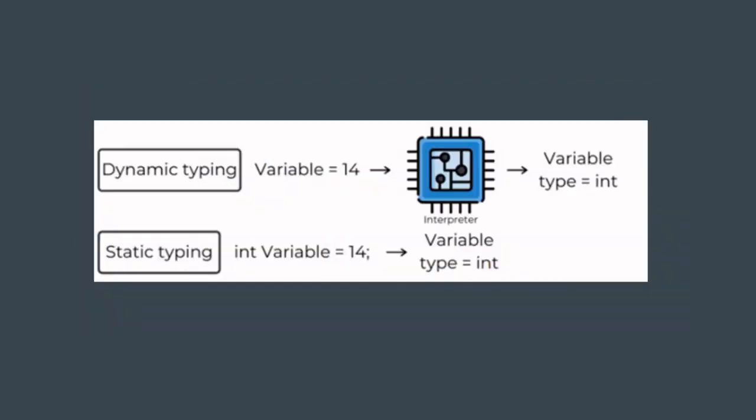Now, you will understand more from this illustration. Here you can see in dynamic typing, you just have to assign the value 14 to the variable name. Then the interpreter itself will interpret this code, and you can say it will assign, okay, this is a variable that has a type int. Whereas in case of static typing, you do not need interpretation. You straight away explicitly declare the variable type as int and then assign the value 40. Then the variable type is int itself.